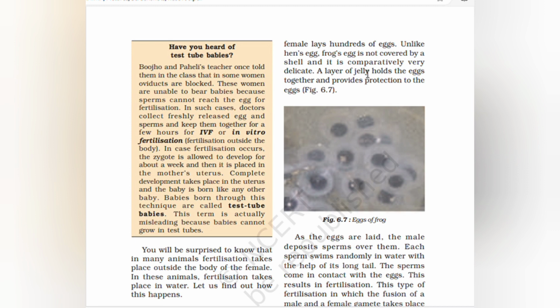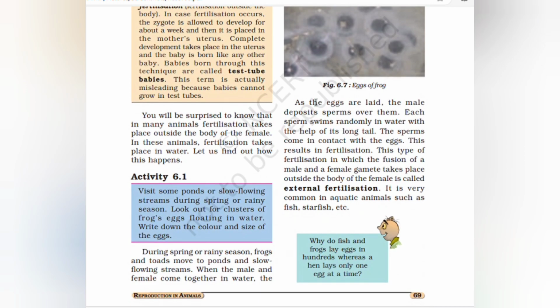A layer of jelly holds the eggs together and provides protection to the eggs. As the eggs are laid, the male deposits sperms over them. Each sperm swims randomly in water with the help of its long tail. The sperms come in contact with the eggs. This results in fertilization.